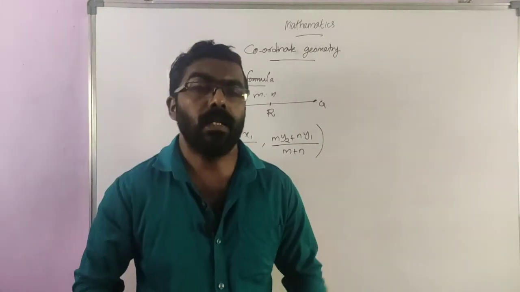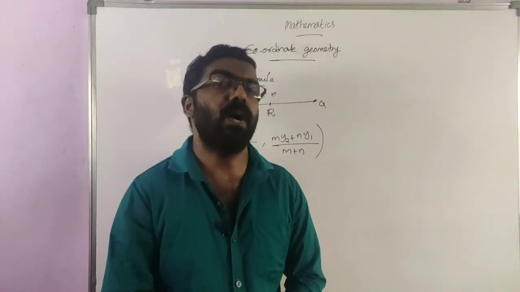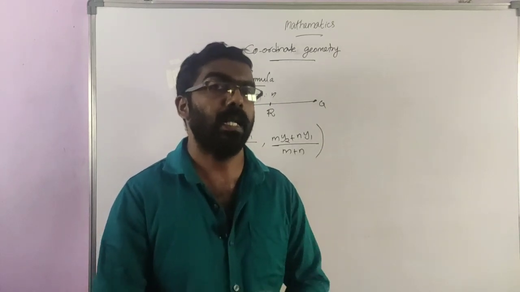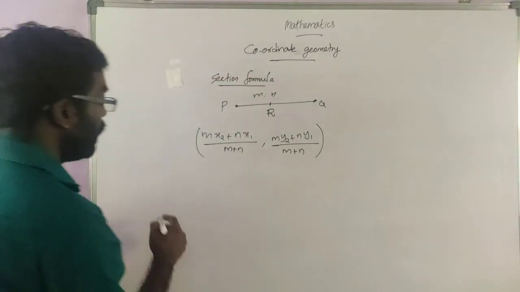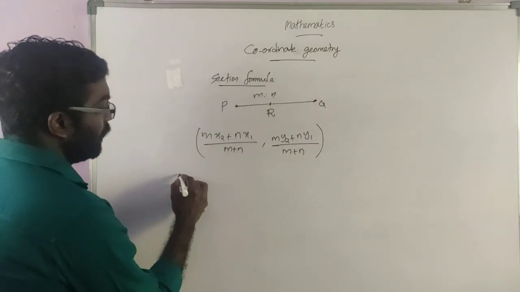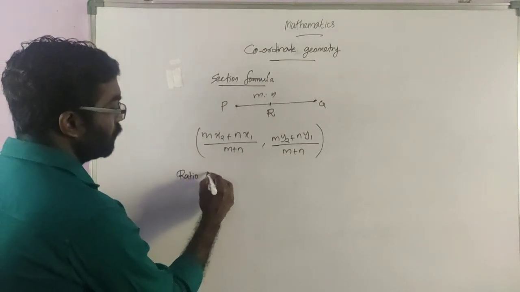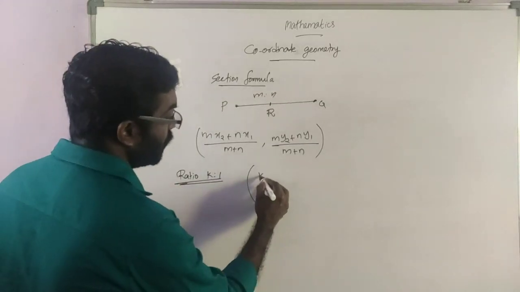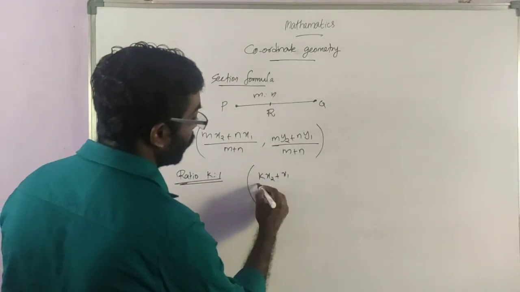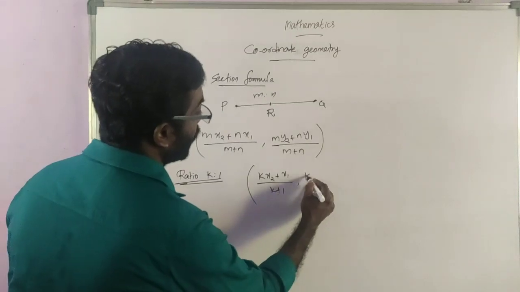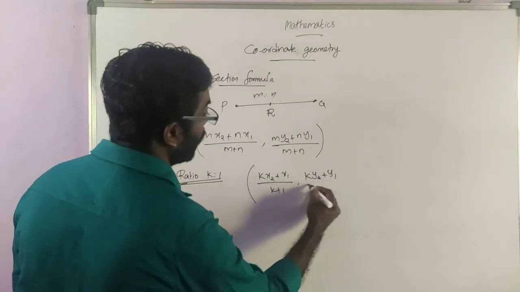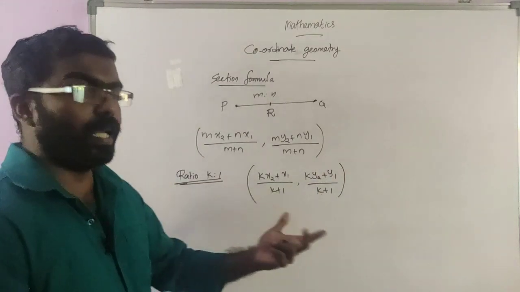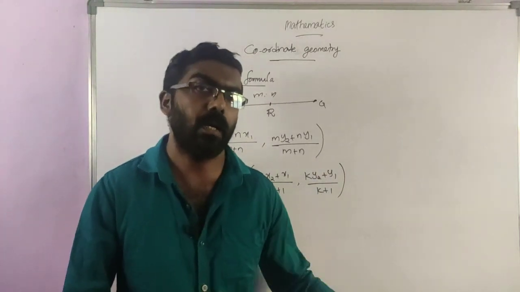Okay. And the next situation is, we have to find the ratio in which a point divides a line segment. In order to find the ratio, we take the ratio as k is to 1. Let the ratio be k is to 1, and the coordinates are (k x2 + x1) by (k + 1) and (k y2 + y1) by (k + 1). And in 3D, we write one more coordinate, (k z2 + z1) by (k + 1).